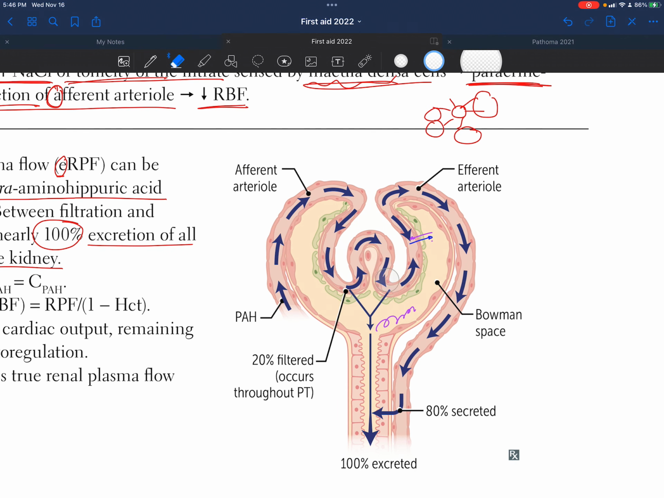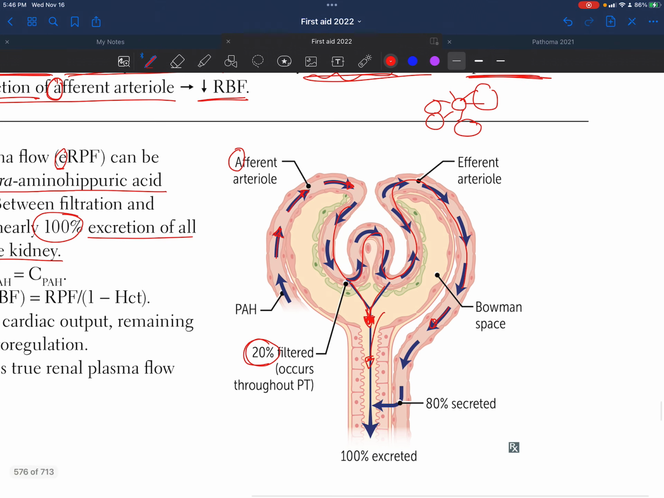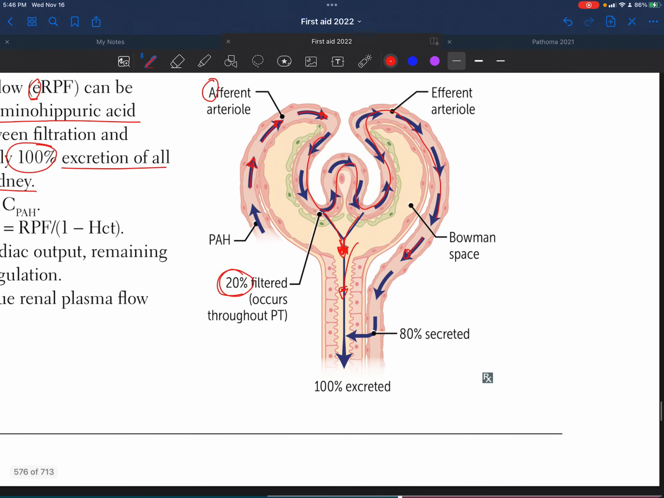So these blue arrows over here, these are the para-aminohippuric acid, and through the afferent arteriole it is going into the glomerulus and then leaving the glomerulus. So as we can see, 20% of this para-aminohippuric acid is being filtered. So 20% of it is moving through the Bowman's capsule and everything and going into the urine.